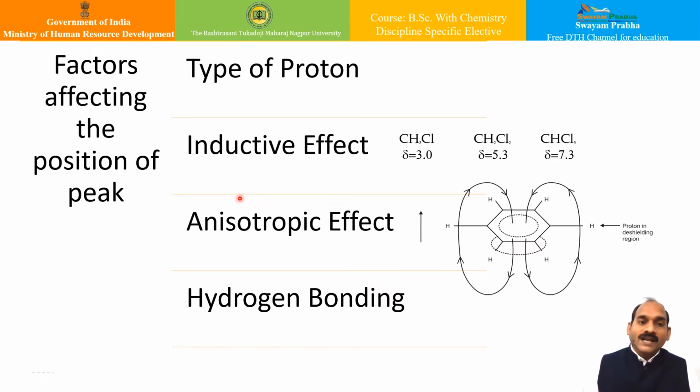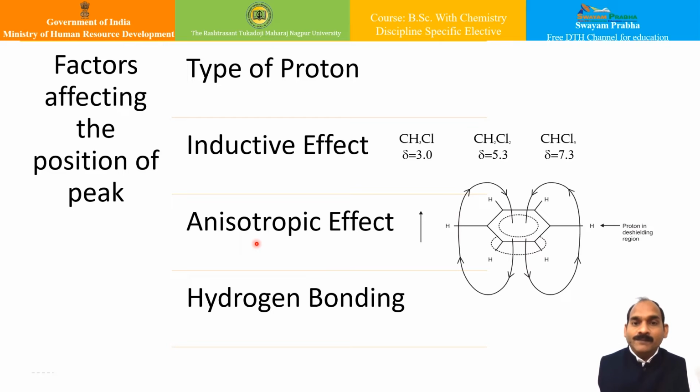So there are certain factors which affect the position of the peaks. These factors are the type of proton, the inductive effect, the anisotropic effect or non-uniform environment effect, and the effect of hydrogen bonding. All of them are very interesting parts for understanding the interpretation of NMR spectra.